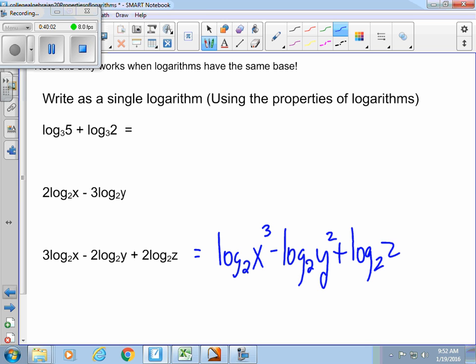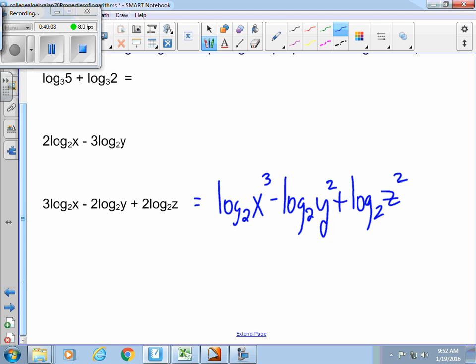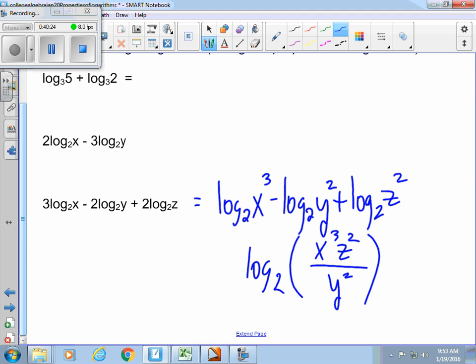And then combine, and which ones go on the top and which ones go on the bottom? Good. The only one that goes on the bottom is the y squared because it's negative. And make sure you only write the log of x2 one time. X cubed and z squared go on the top. Y squared. Everyone understand that both ways?